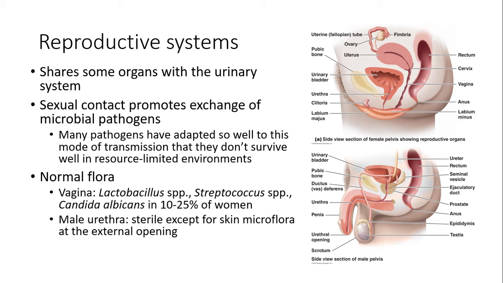Now we're going to have certain organisms that are predisposed to sexual contact transmission. There are going to be certain organisms that are so well adapted to these tissues and this mode of transmission, they're used to having a steady supply of nutrients from their host, that they don't survive well in resource limited environments.